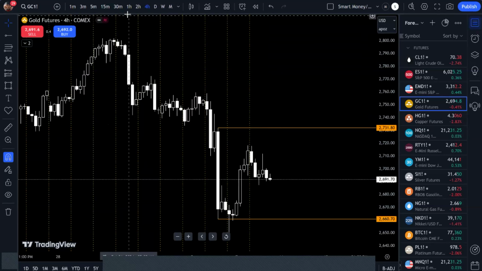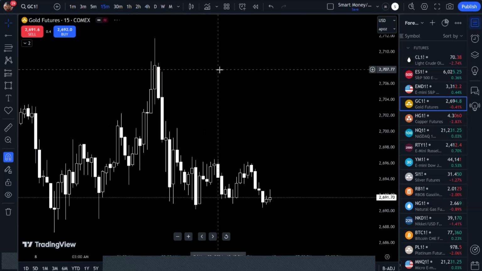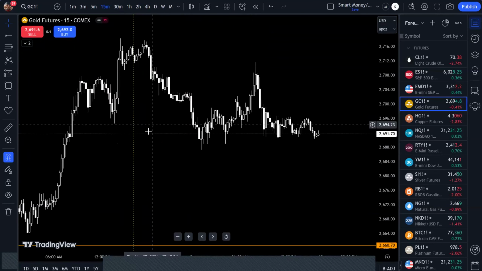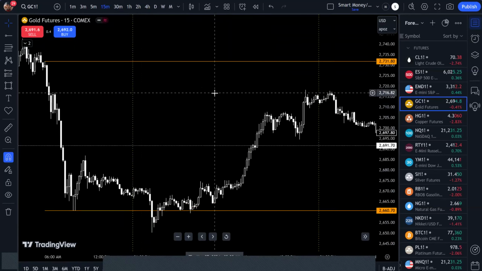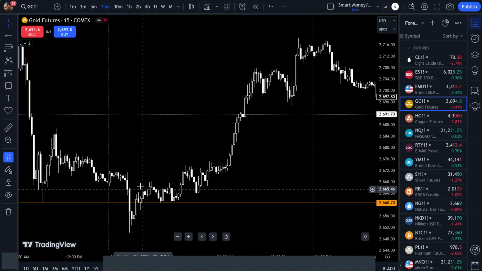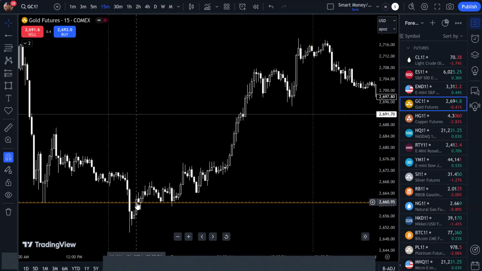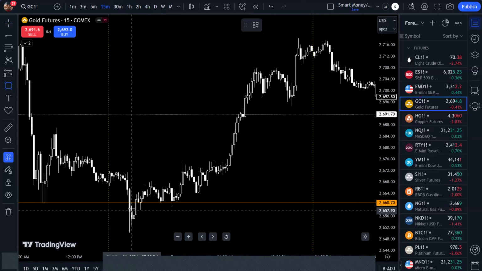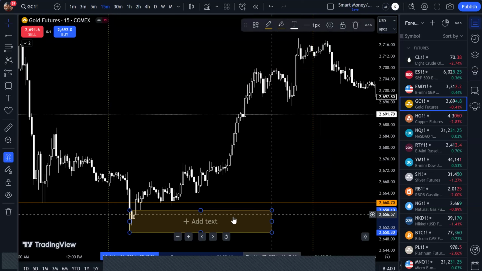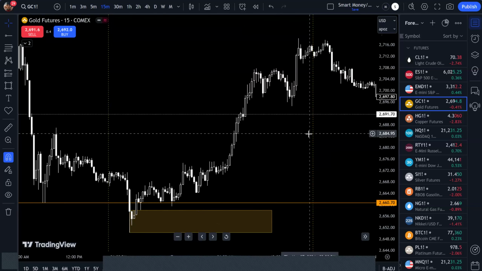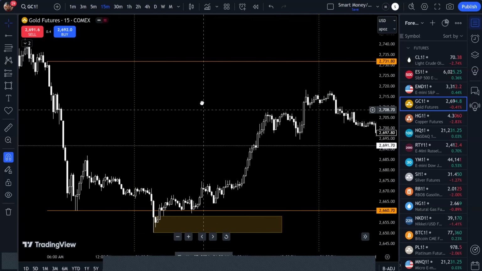Now let's take a closer look. If we go to the 15-minute chart, look what happened. It came up, spiked back down and filled this fair value gap right here. It almost tapped into an order block, but it did fill that fair value gap. And boom, look, it never came back.